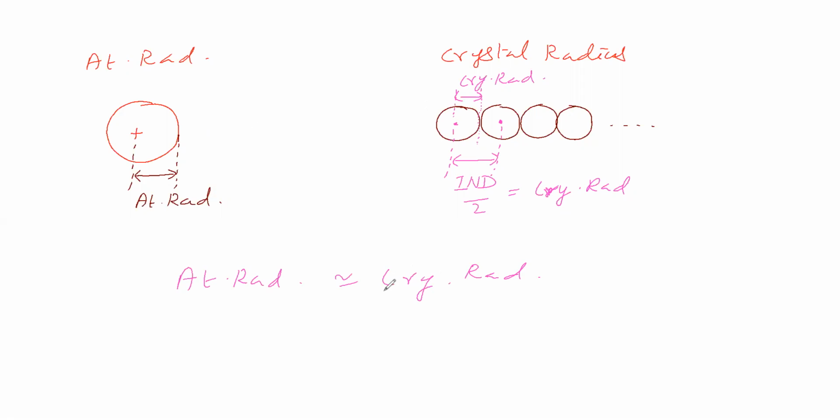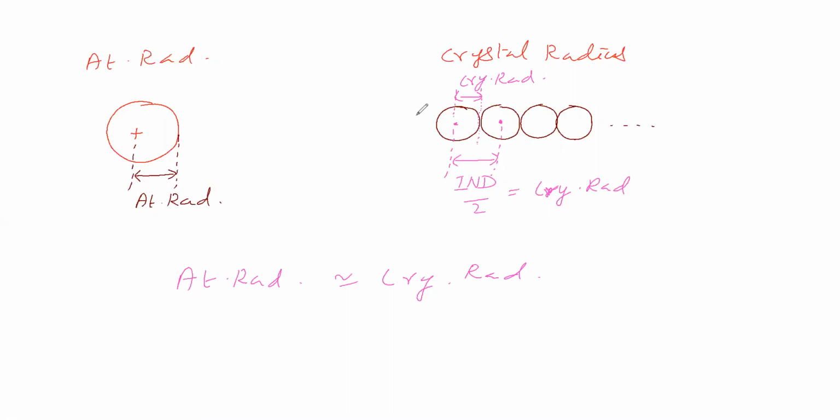Set. Next type of radius. We have seen it like this. So we can find the crystal radius for metals. Covalent radius we can find for covalent molecules.